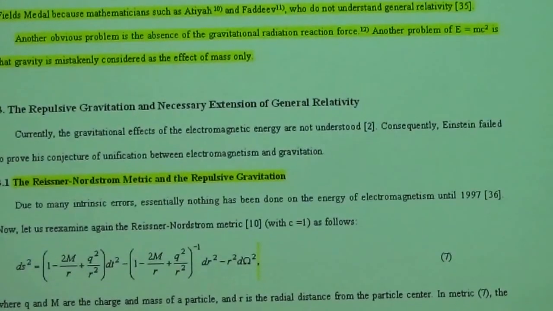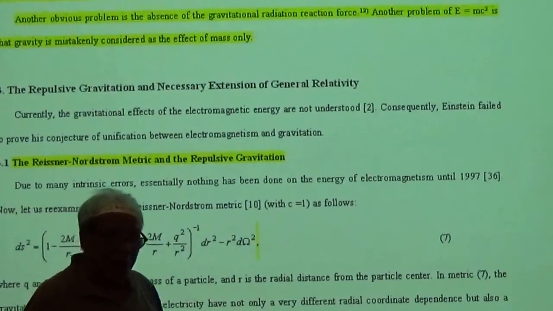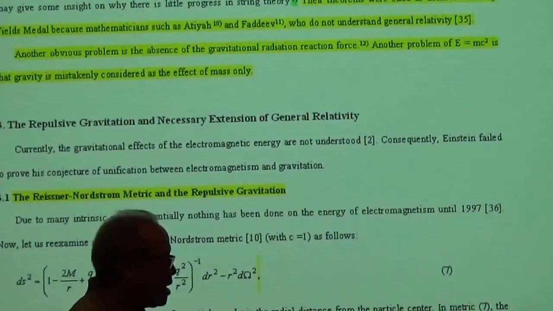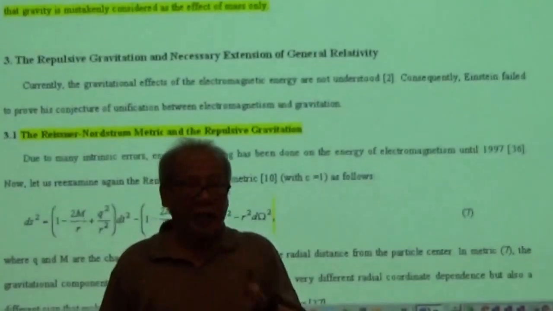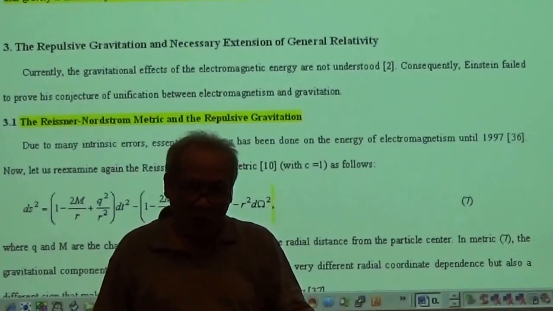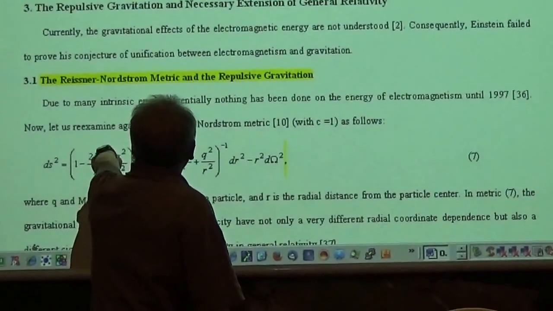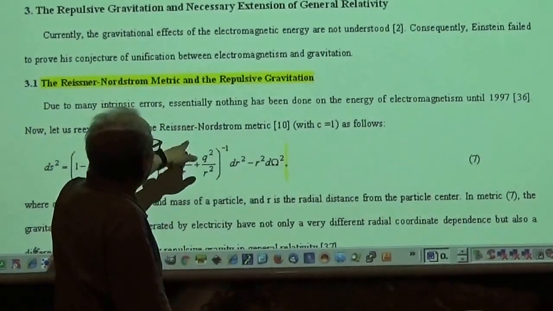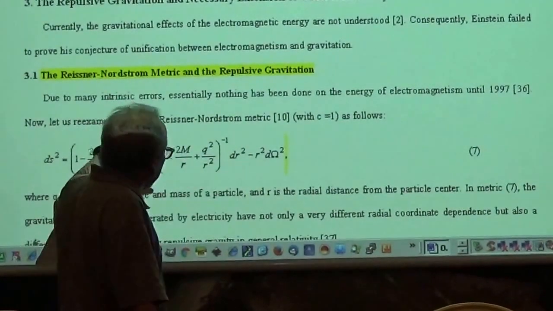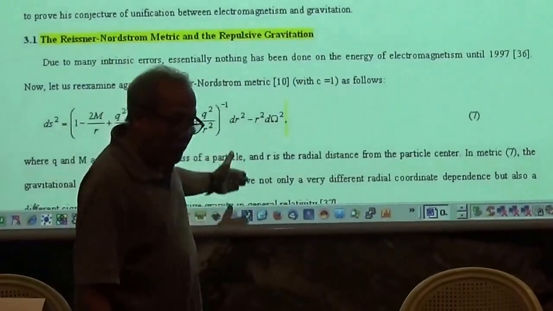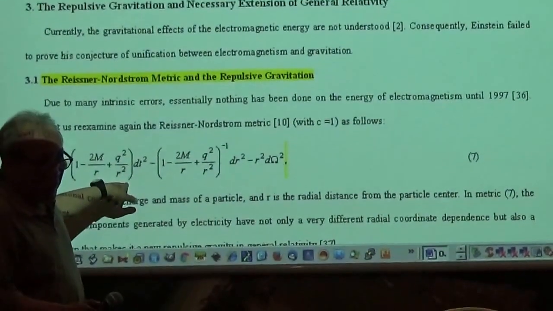Now, you talk about Einstein's equation. Is the Einstein equation right? Yes, it's right. Einstein's equation is right for the static case. Dynamic is all wrong. It's the other case. For the static case, one of the famous solutions is the Reissner-Nordström metric. And from this metric, you find out the repulsive gravitation here.